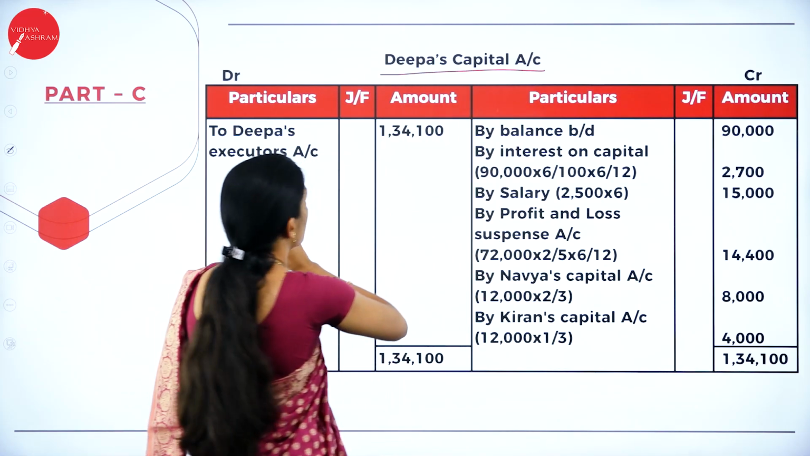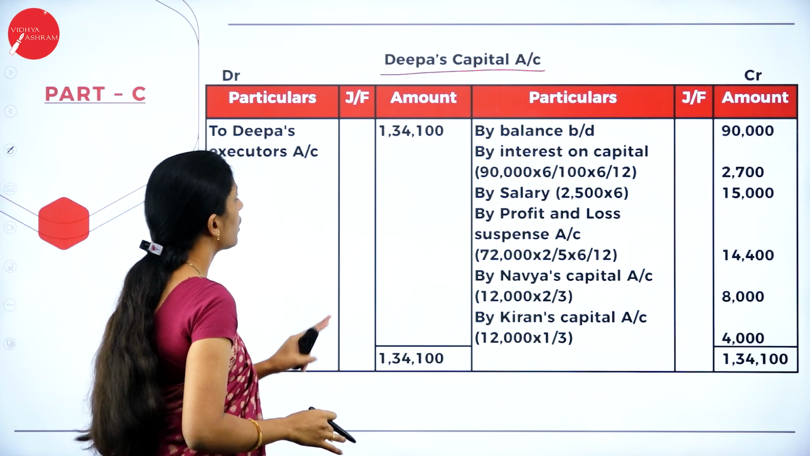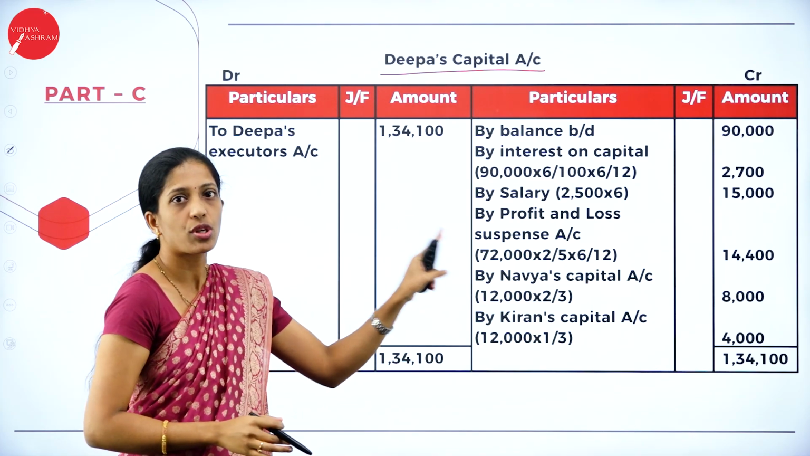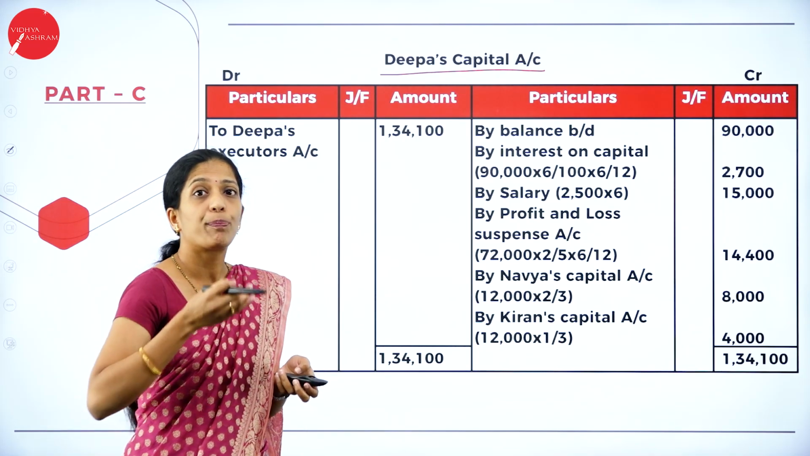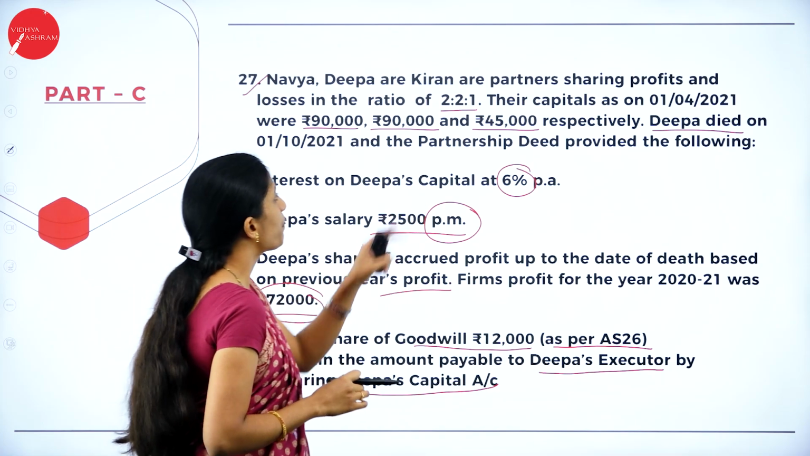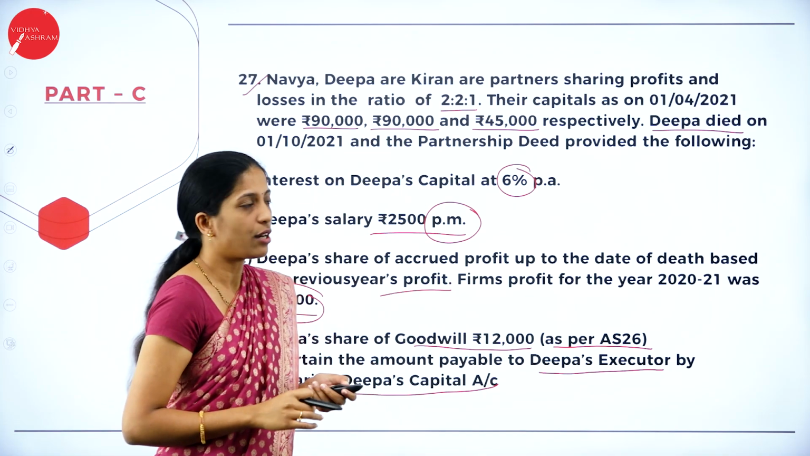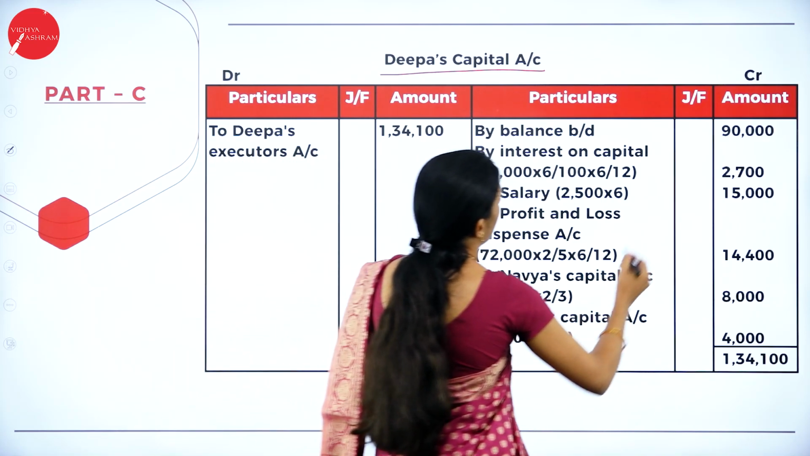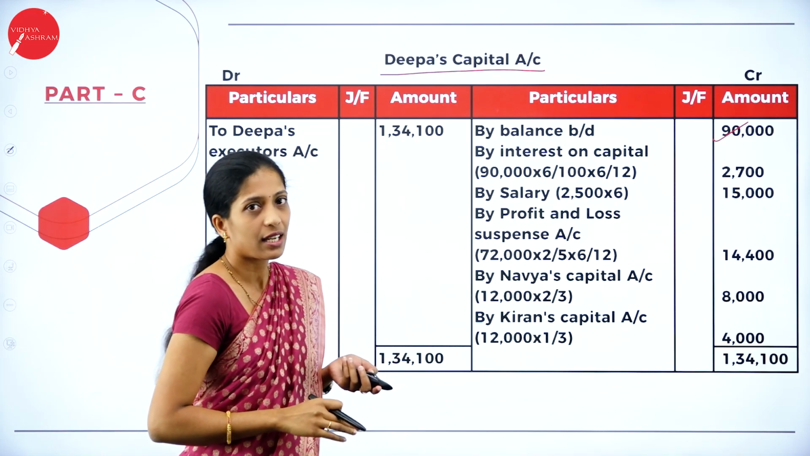So your format is we have debit as well as credit side. Under debit side particulars, journal folio, amount, particulars, journal folio and amount. Okay. So first you have to bring down the capital. Okay. So what is our capital? Now Deepa's capital is how much? So Deepa's capital is 90,000. So how do you write? By balance brought down 90,000. So this is Deepa's capital.